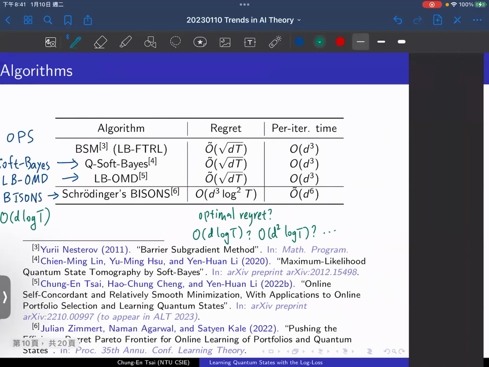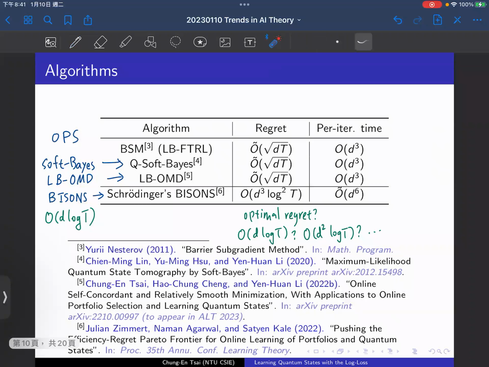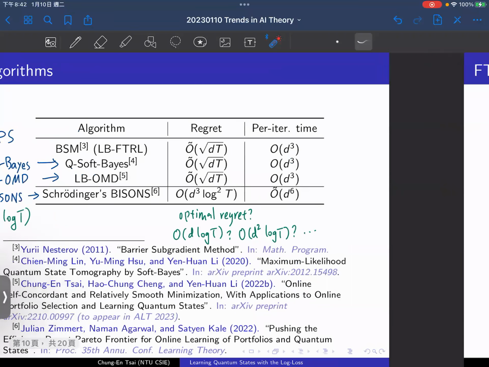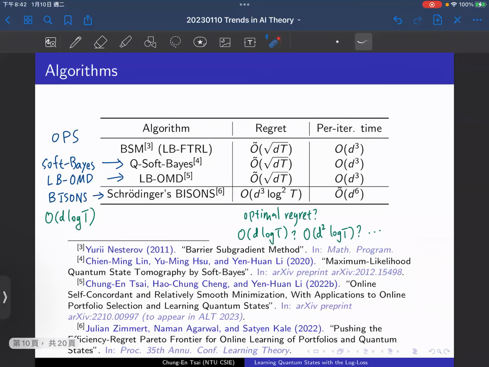Okay, then later we'll focus on the log barrier following the regularized leader approach, but with an analysis different from the original analysis by Nesterov. Okay, so let's see one approach to solve the problem.